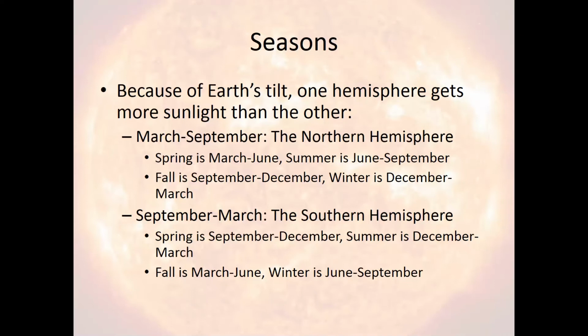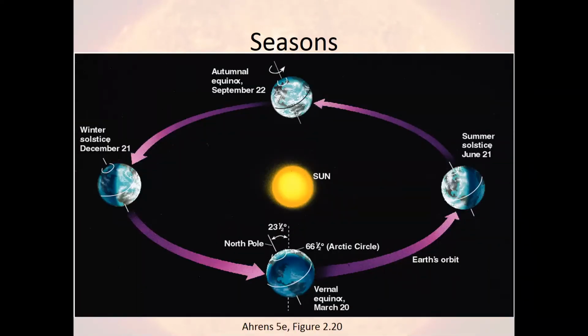Now, how does this angle of sunlight influence temperatures and so on? We'll talk about that in a minute. But just showing you here, this is basically the path of Earth's orbit. So it's orbiting on that flat plane, the plane of the ecliptic. Its tilt is 23.5 degrees.